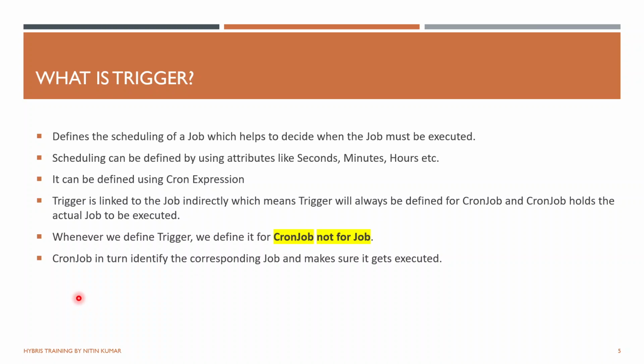That's it. The cron job in turn identifies the corresponding job and makes sure it is executed. So the job which is held by the cron job, it will identify that job and execute it. The only fact is the trigger will trigger the cron job and the cron job will execute the job. And by job I mean the code which we have written, that particular specific task which we want to do.